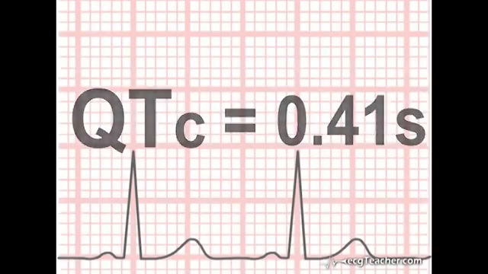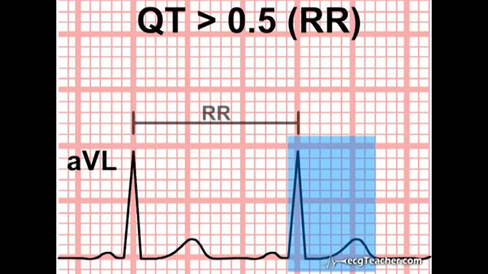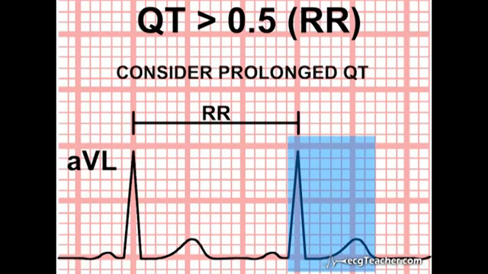To give you a simple rule of thumb, when you look at an ECG, if the observed QT interval is more than half the RR interval, at least consider the possibility of prolonged QT. The use of AVL in this example is quite deliberate.